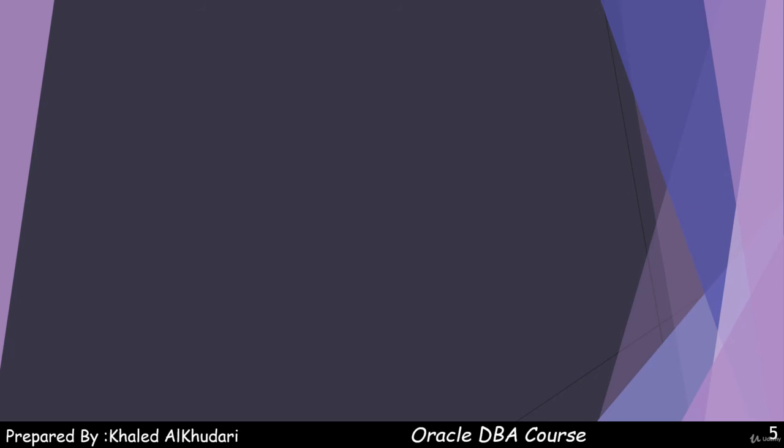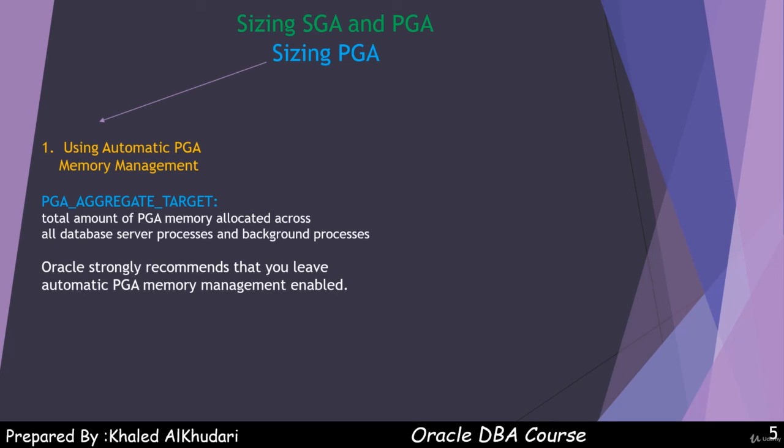Okay, now let's talk about the PGA. Also, we have two methods. Using automatic PGA memory management is very simple. I have only one parameter called PGA_AGGREGATE_TARGET. What is the meaning of this parameter? It is the total amount of PGA memory allocated across all database server processes and background processes. Remember that this is aggregated, not for every process, but for all the database processes. Okay, very nice.